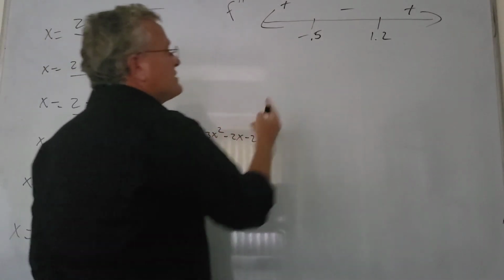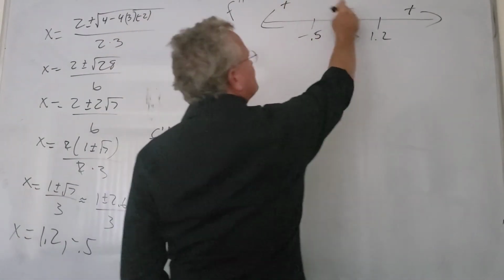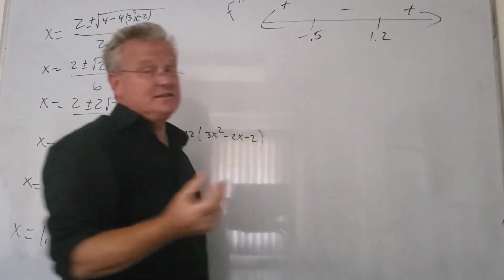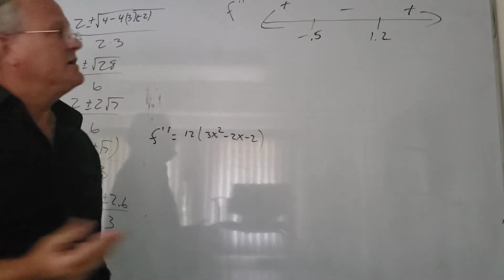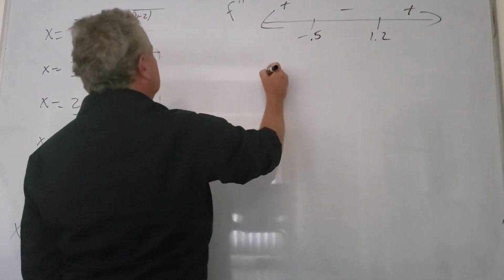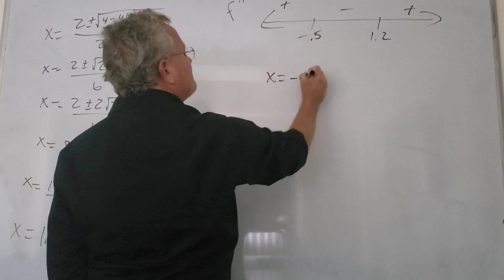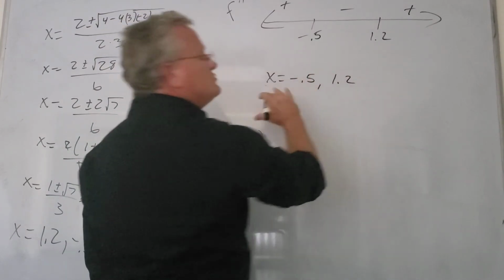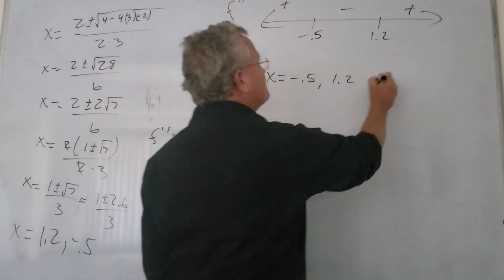Now, for the inflection point, you got to do this to make sure the sign changes. If the sign doesn't change, it's not an inflection point. We do see the sign does change for both of these. So x equals minus 0.5 and 1.2. Both of these are inflection points.